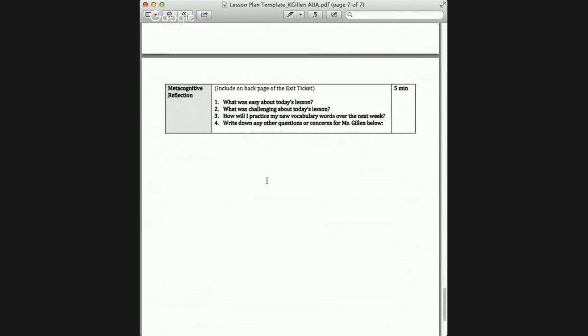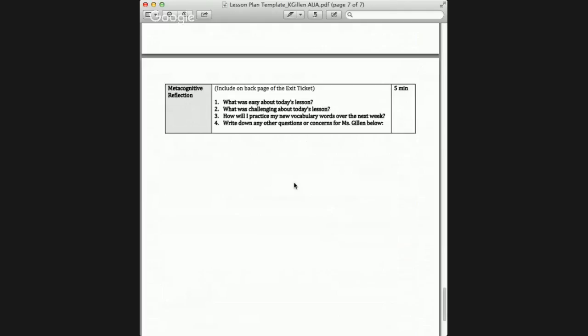And then last but not least, and I usually include this on the back page of an exit ticket, I have a sort of metacognitive reflection, which is essentially just helpful feedback for you as a teacher. The students will write what was easy about today's lesson, what was challenging about today's lesson, vocabulary words over the week, and any other questions or concerns that your students might want to share with you. It's a great way to give students some anonymity. Not everybody wants to express that they don't understand something in front of a group. And this is a great way for you to give students another way to share that.